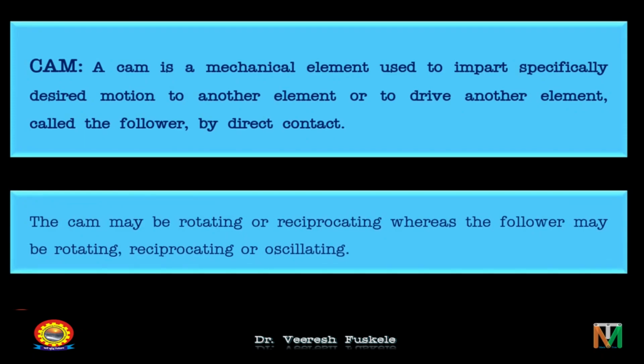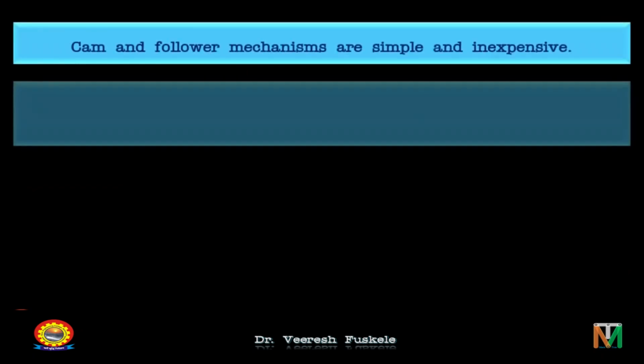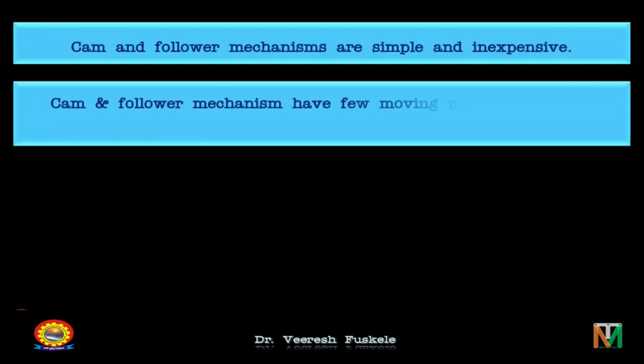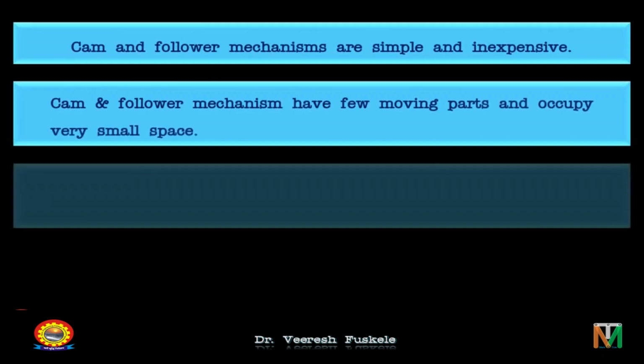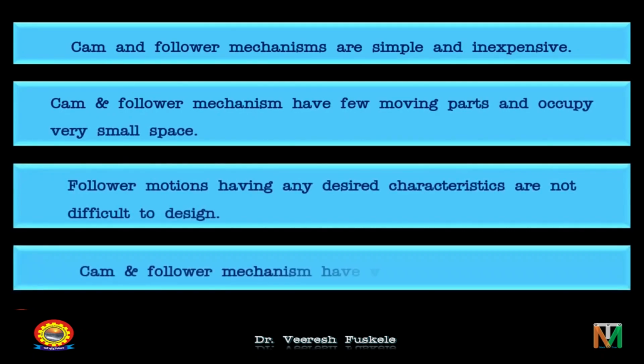Now let us see some of the advantages of cam and follower mechanism. The cam and follower mechanisms are simple and inexpensive. Cam and follower mechanisms have few moving parts and occupy very small space. Follower motions having any desired characteristics are not difficult to design.